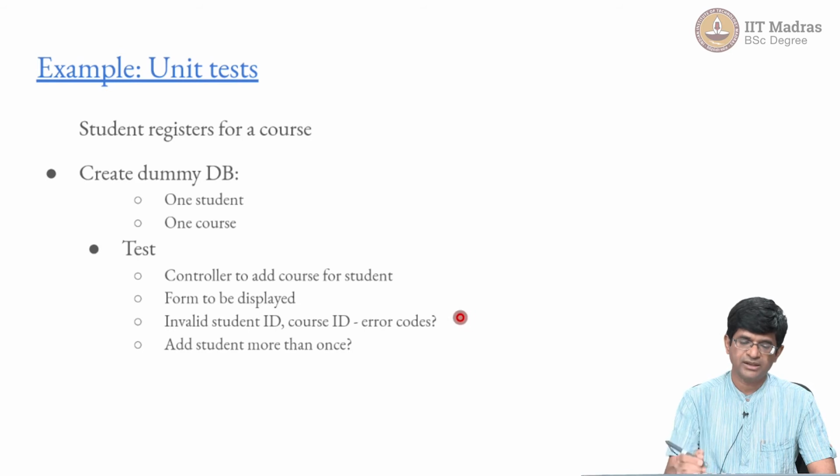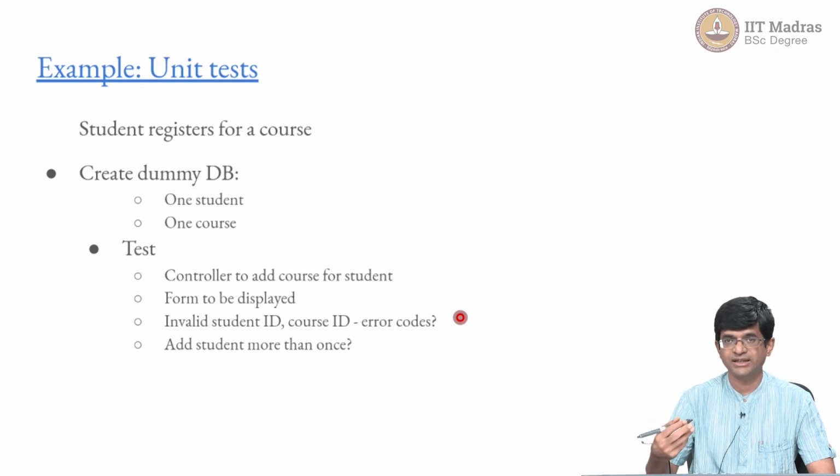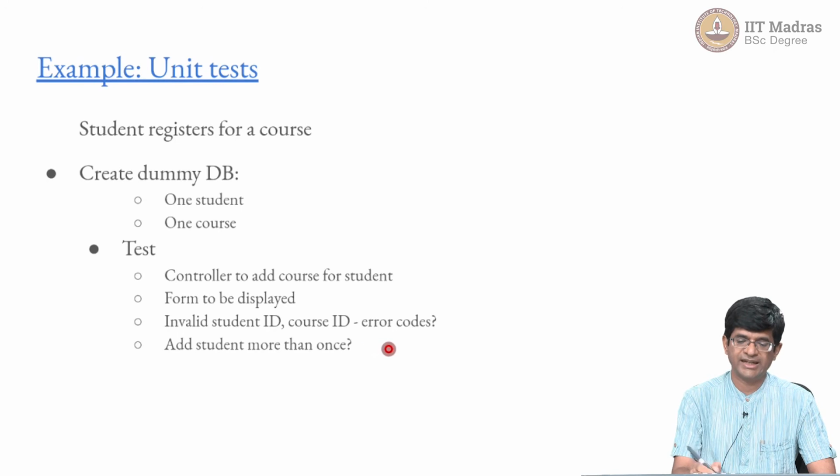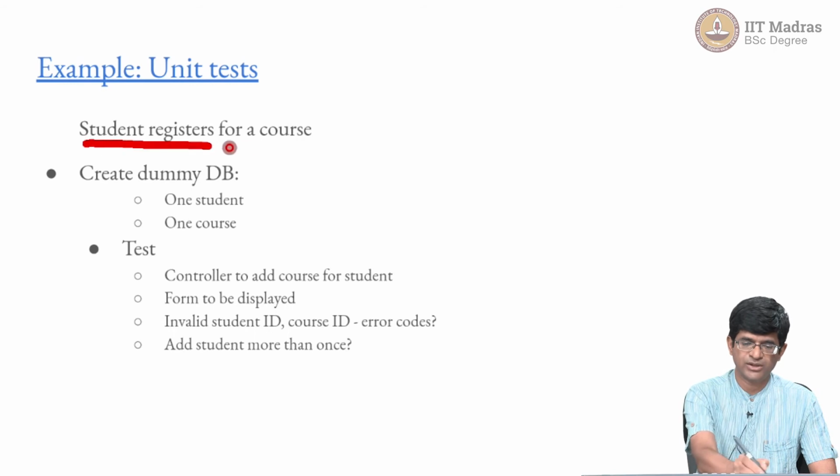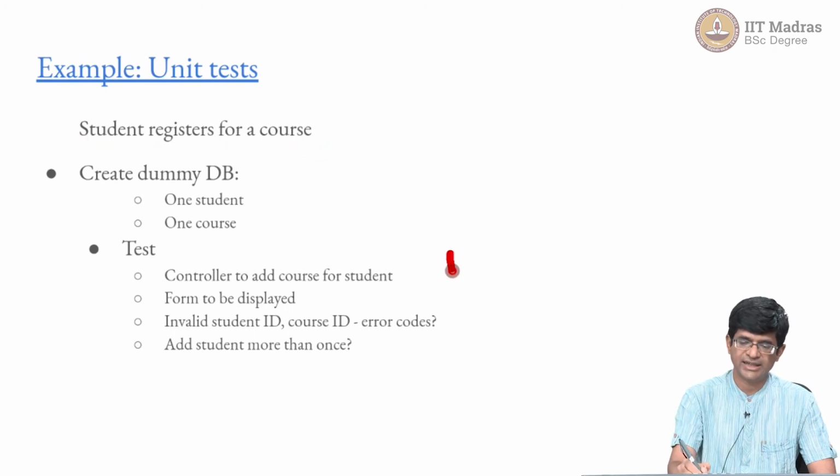What happens if I do a post with invalid information? It's not the valid user, it's not the correct person, it's not the correct course ID. Do I get the correct error codes, or does the system crash? What happens if I try adding a student more than once to the same course? Once again, there should be some kind of an error raised. All of these are valid tests. So the moment I take something as simple as a student registering for a course, I can see that I can start putting down a bunch of tests for that.